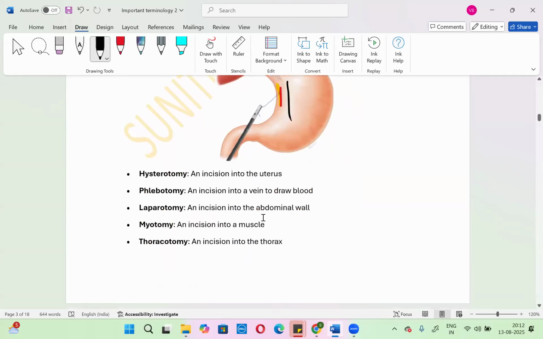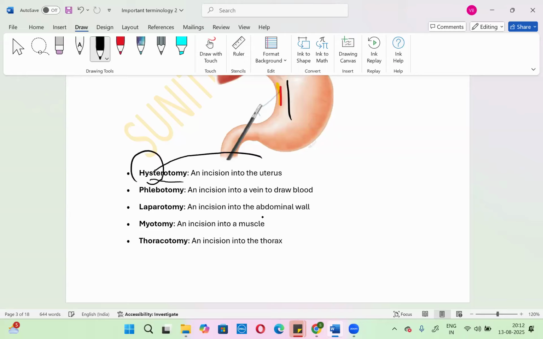Now, if you take other terminology, hysterotomy. Otomy, you can see everywhere. Otomy is what now? Incision. Where they are doing the incision? Uterus. Phlebotomy. Phlebo is nothing but vein. For vein, we will call it as phlebo.